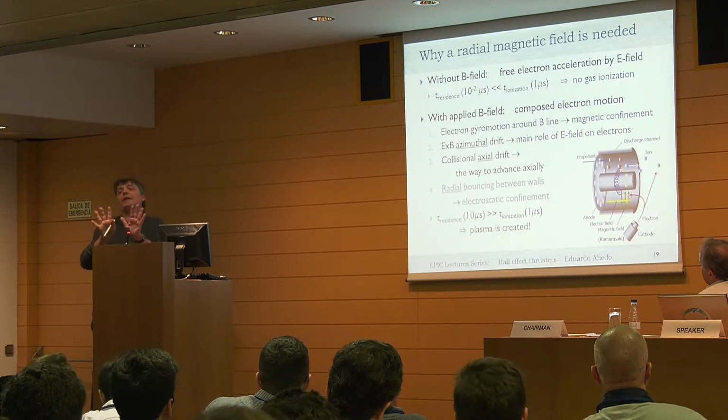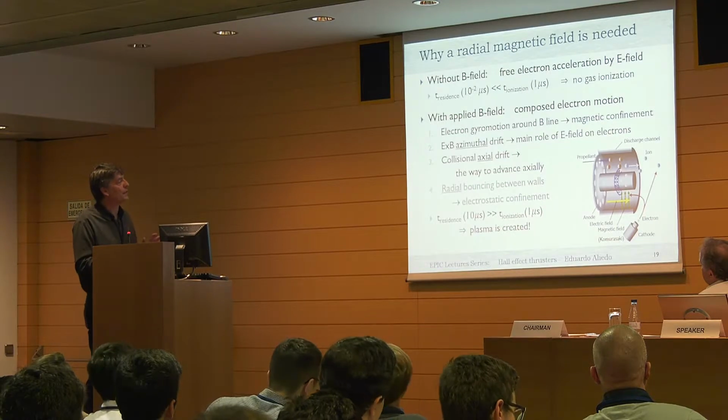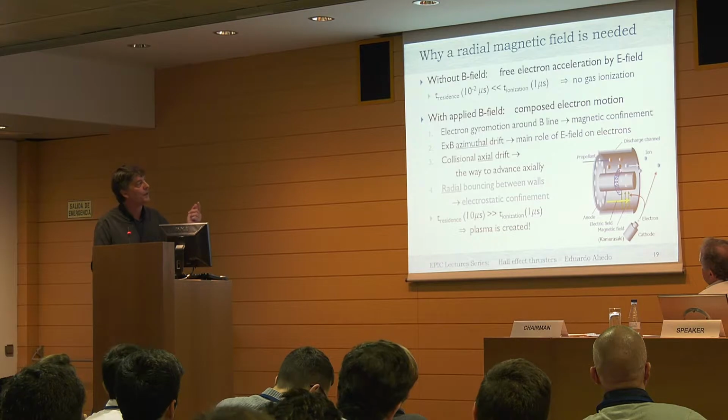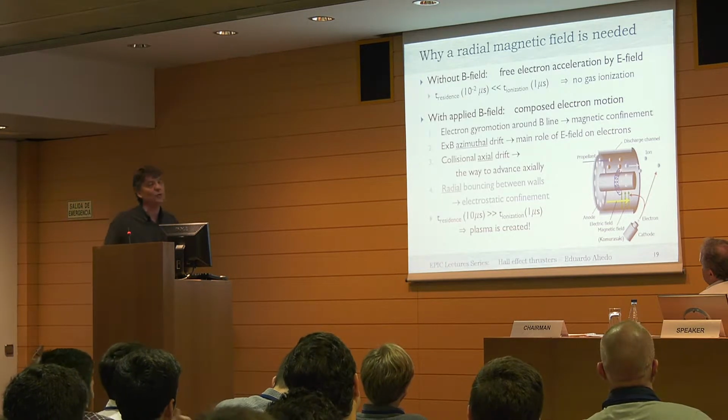So we need to slow down the electrons. How do we do that? Well, we put a radial magnetic field. What happens when we have a radial magnetic field? The first thing is that we have the magnetic confinement. So electrons get trapped. They get trapped in the magnetic lines.